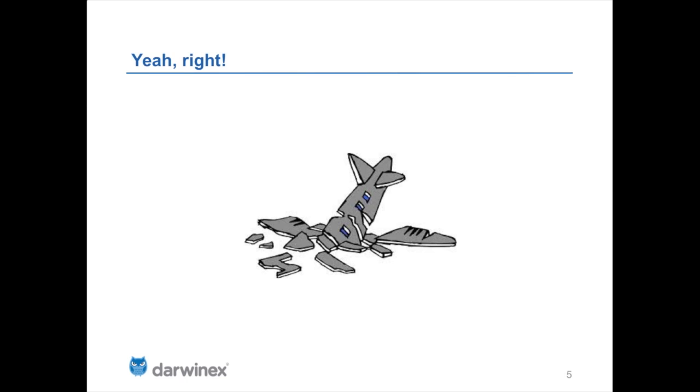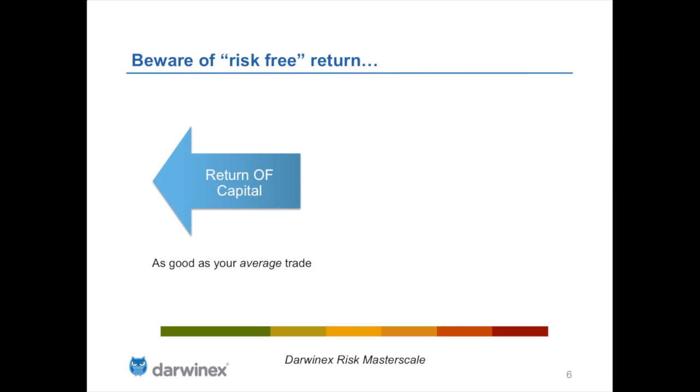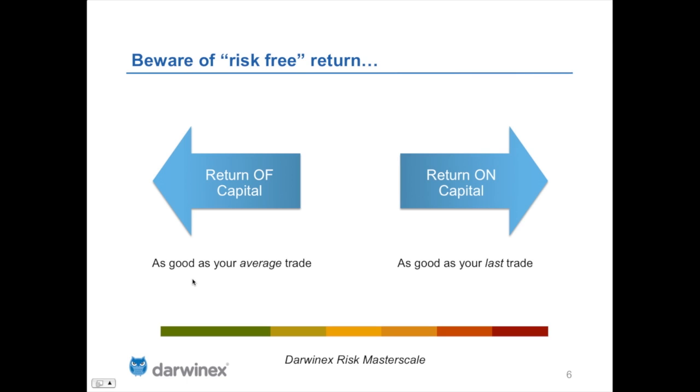Because the problem that you're ignoring when increasing the leverage is that you're also increasing the risk. In other words, you're going from a focus on return of capital, where you're as good as your average trade, to a strategy which is focused on return on capital, which is basically betting everything that your last trade is going to be good until it isn't, and we've just seen what happens then.